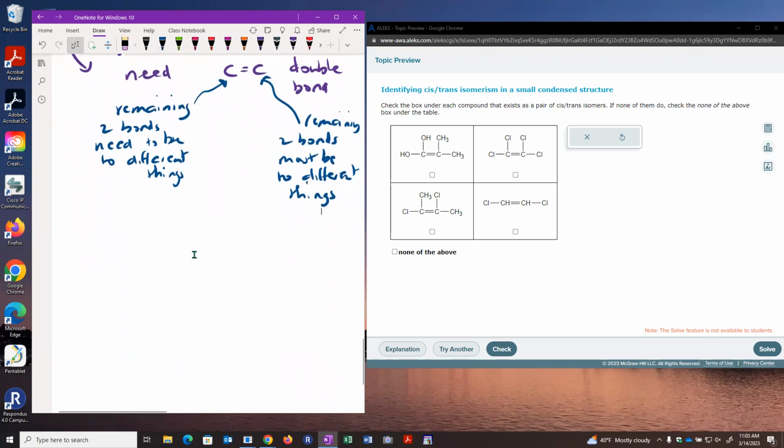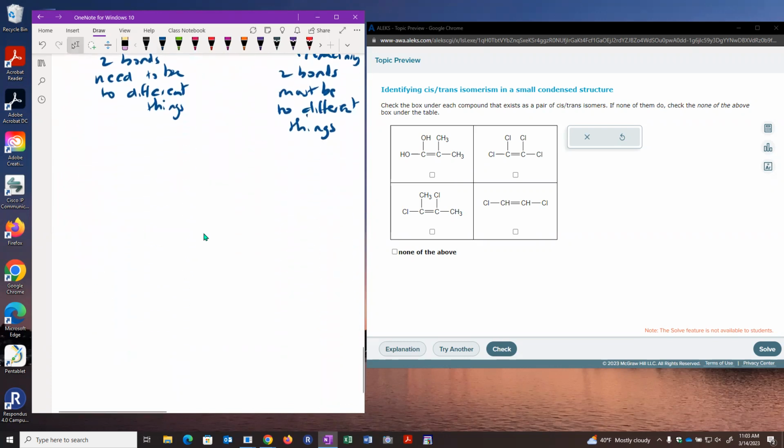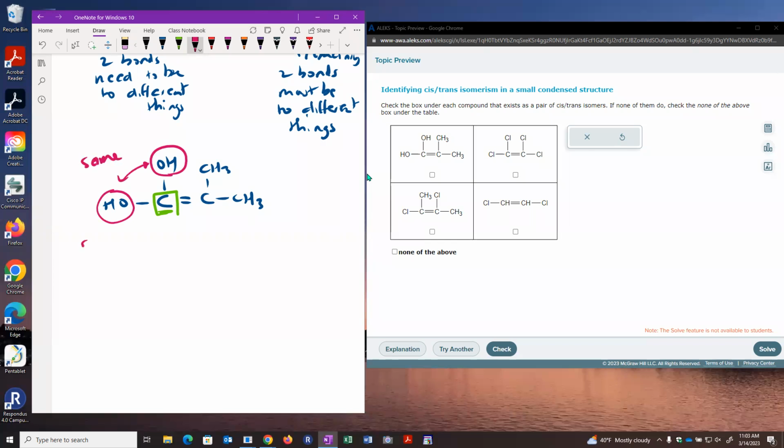Well, let's take a look at an example. We'll do the first one here in the upper left. So I have a C, double bond C, there's an OH on top, an OH on the left, a CH3 on top on the right, and then a CH3 over here. So we're going to look at each of these carbons. So we'll take a look at this one first. What we're saying, the remaining two bonds to that one needs to be to different things. So this remaining bond here is to an OH, and the last bond is also to an OH. These are not different, right? These are the same. And just by looking at that, this cannot be cis-trans.